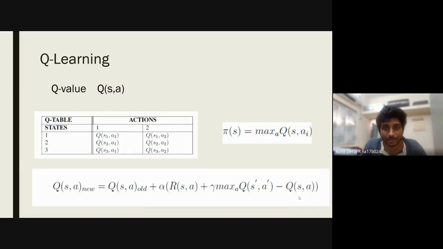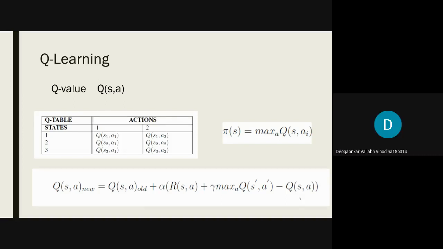Yes. Like I have a question about this. The max Q S prime A prime. In a fully deterministic setting, how will this be different from this Q S A term on the left hand side? And what is the difference between these two terms in the deterministic case and the stochastic case?